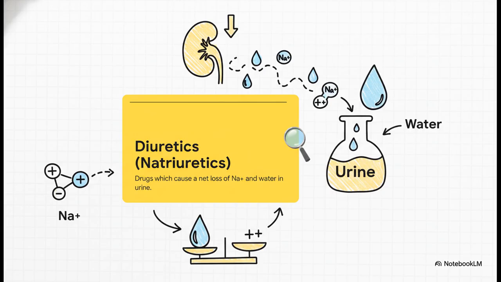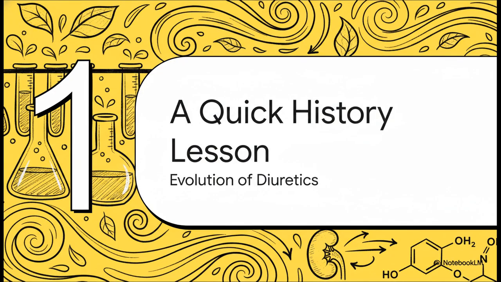Now, the definition is simple, but don't let that fool you. It's incredibly powerful. These are drugs that cause a net loss of sodium and therefore water in the urine. And this is the golden rule. You must remember this forever. Where salt goes, water follows. It's as simple as that. We convince the kidneys to throw out more salt, and the water just tags along. This is exactly why we also call them natriuretics. Make sense?